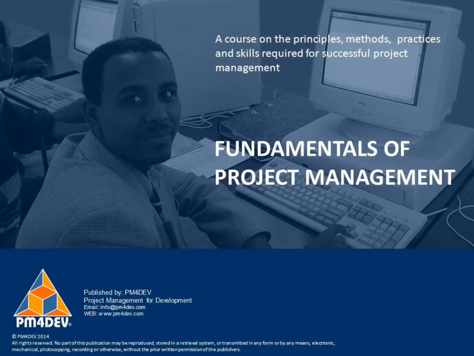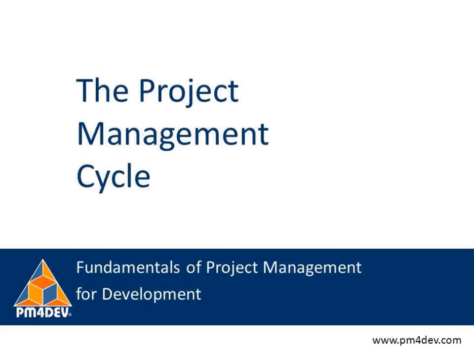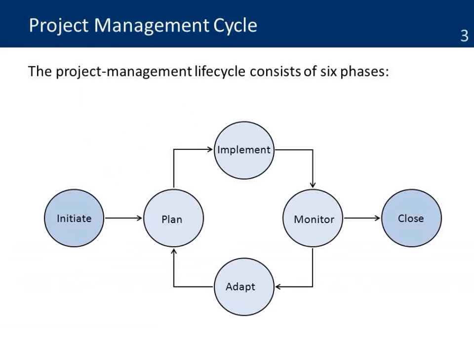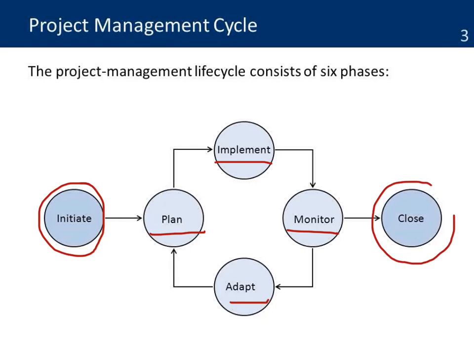Fundamentals of project management. This is a presentation of the project management cycle. The project management life cycle consists of 6 phases. We have at the beginning the initiation phase, then planning, implementing, monitoring, adapting, and at the end our closing phase.